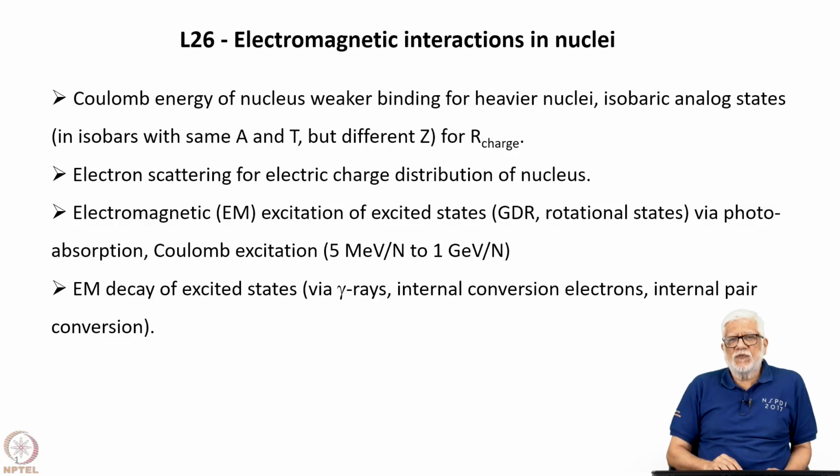Electromagnetic excitation of excited states such as the giant dipole resonance, rotational states, etc., via photoabsorption, as in the case of GDR, or in the case of low L states, such as E1 states and M1 states, through photoabsorption, or you can have Coulomb excitation of these excited states. And you can go all the way from low energies below the Coulomb barrier, which is of the order of 5 MeV per nucleon, to a GeV per nucleon.